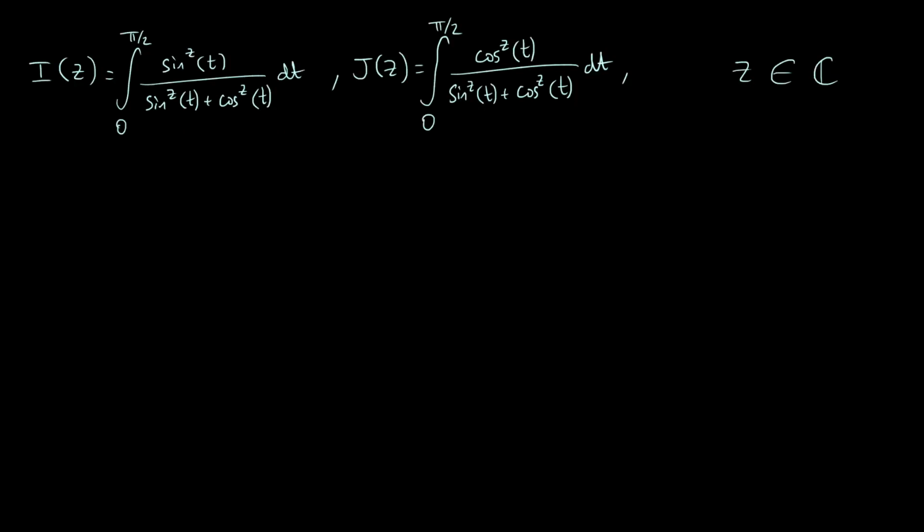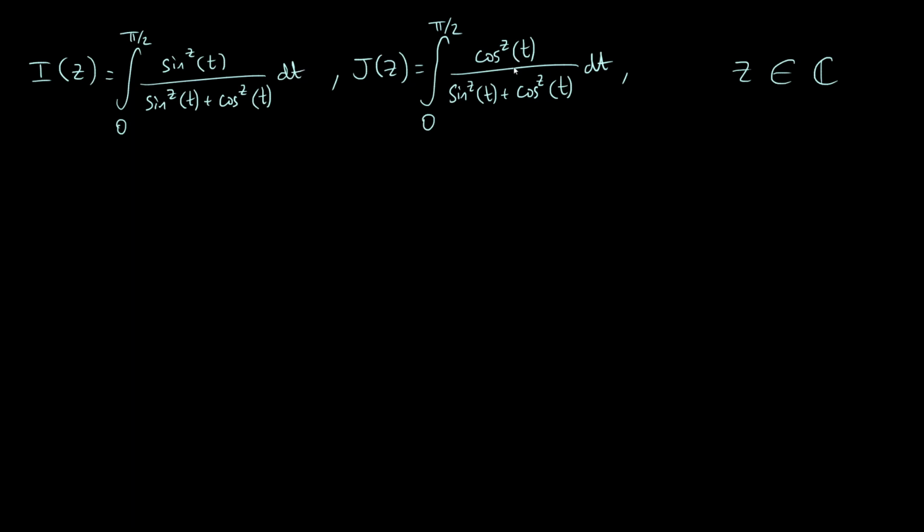Hi everyone, today we're going to look at two very interesting and, I think, slightly strange definite integrals. I've denoted them here as I and J. Both of them take a complex parameter which I call z. So I of z is defined as the integral from 0 to pi over 2 of sine to the power of z of t over sine to the power of z of t plus cos to the power of z of t, with respect to t.